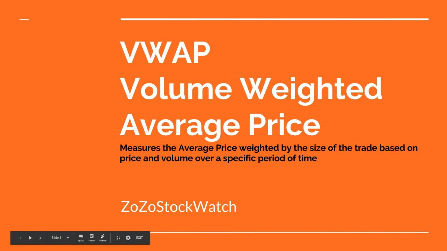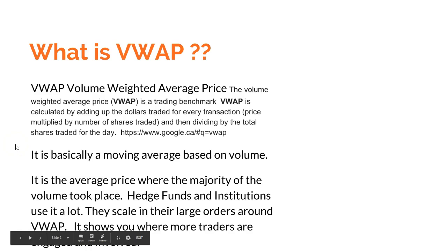Volume weighted average price. What is it? It measures the average price weighted by the size of the trade based on price and volume over a specific period of time. The volume weighted average price is a trading benchmark. It's calculated by adding up the dollars traded for every transaction, price multiplied by the number of shares traded, and then dividing by the total shares traded for the day.